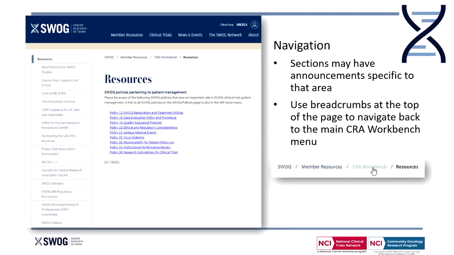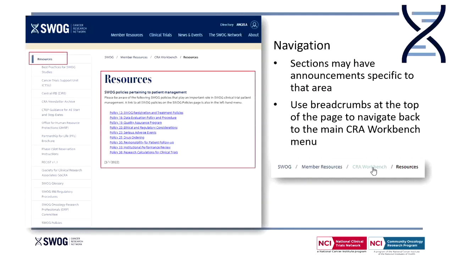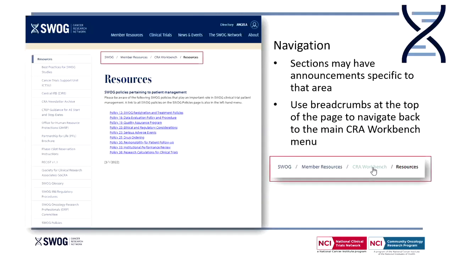And then if you want to get back to the original list of sections, you would click the breadcrumbs at the top, the CRA Workbench link, to go back to the CRA Workbench page. And that's very similar to how navigation in SWOG.org works now.